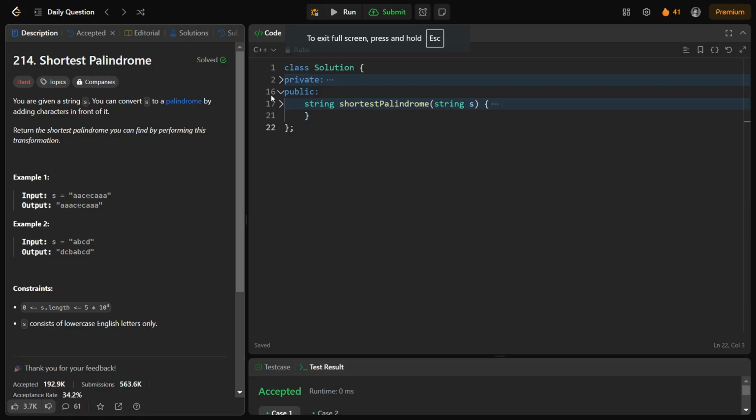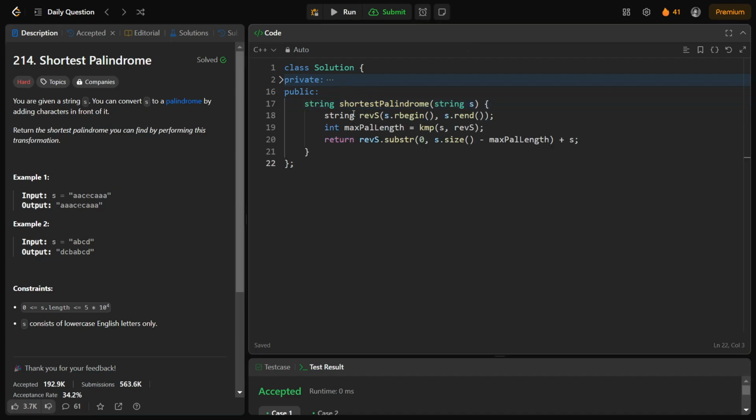Fine. So now we are in my IDE. So first what I do is I create a string which is the reverse of s, and I just pass s.rbegin to s.rend. These are basically the iterators that traverse the string from right to left. What this does is nothing, it just gives the reverse.